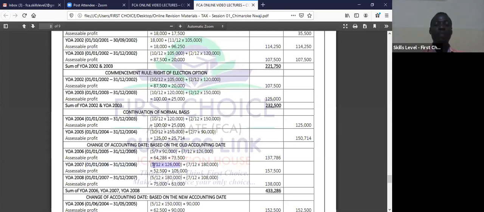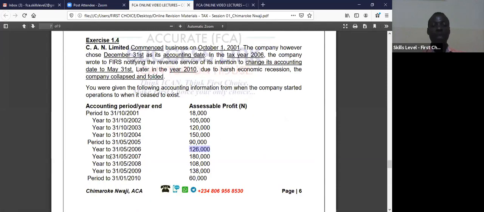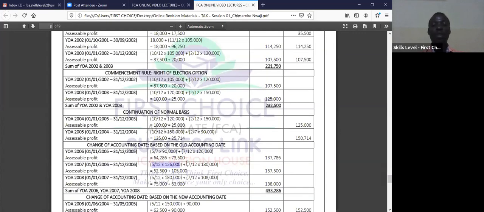Now we've taken 5 months out of, so where is the remaining 7 months going to come from? So the remaining 7 months is going to come from here, which is from June to December. It's going to come from here. So you say 7 over 12 of 180. So that's what we did. 7 over 12 of 180 gives me 105. You add these two together, you are having 157,500. Now you go to the third relevant year of change.